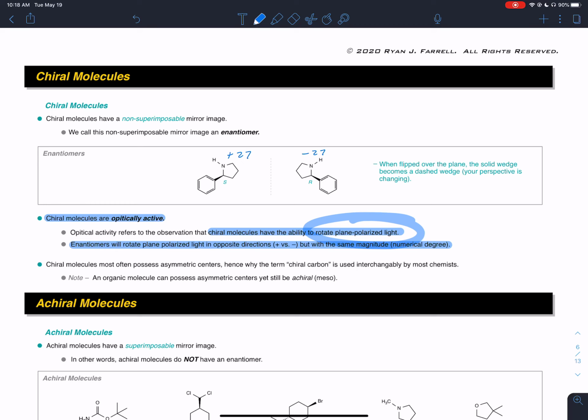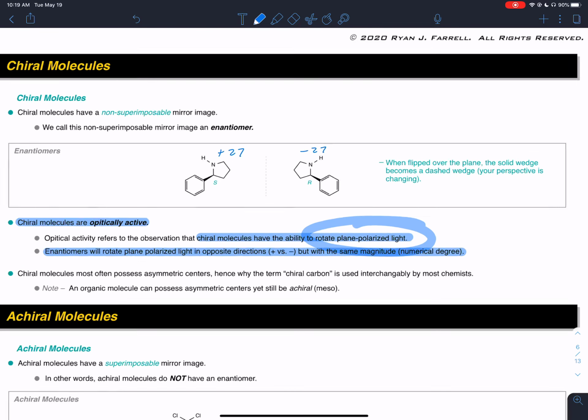So if a molecule is chiral, it will rotate the plane of polarized light, and the optical activity can differ per molecule, but we can make a statement about enantiomers. Their optical activity will be opposite in terms of direction, clockwise, counterclockwise, but in terms of numerical value, it will be the same, okay?